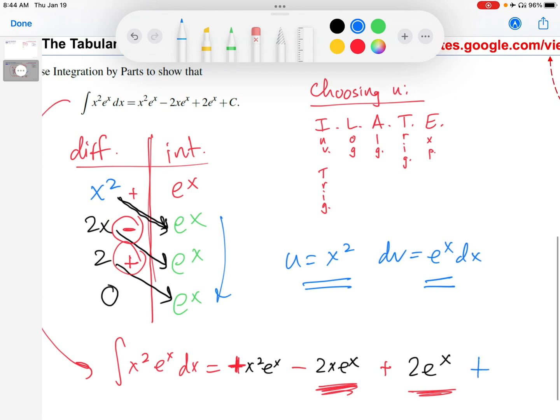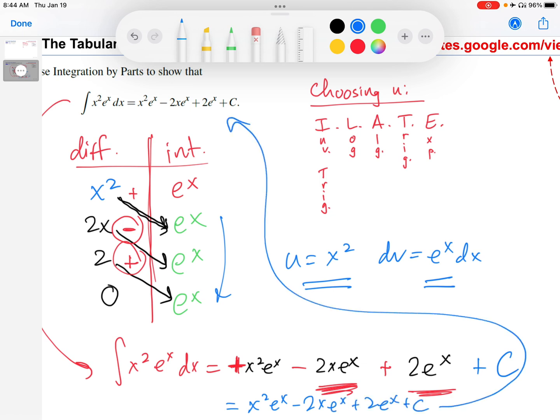Right, so there's no plus 0 here. We don't need that. And that's it. Indefinite integral, so you add your plus c. And now let's compare. So we've gotten x squared e to the x minus 2x e to the x plus 2 e to the x plus c. That is exactly what is up here.